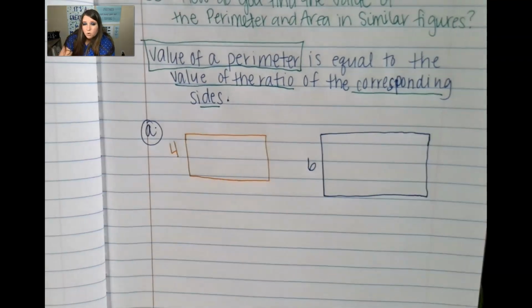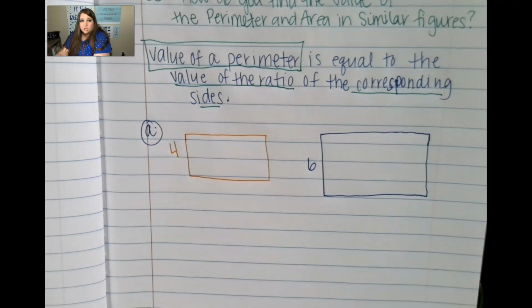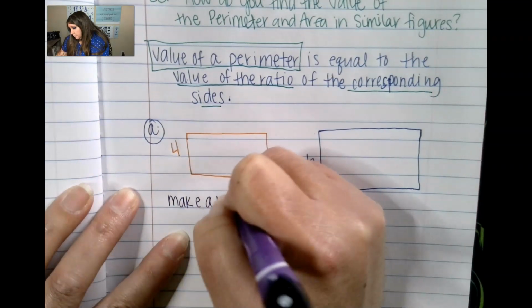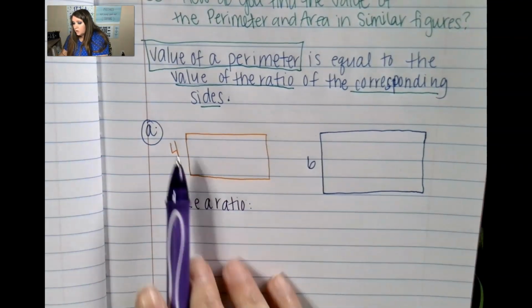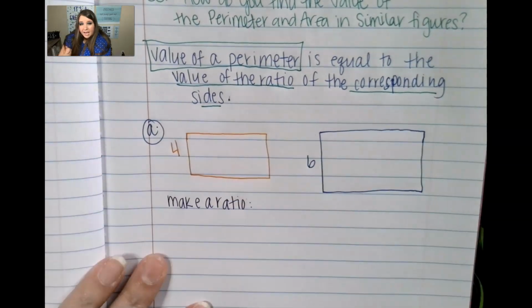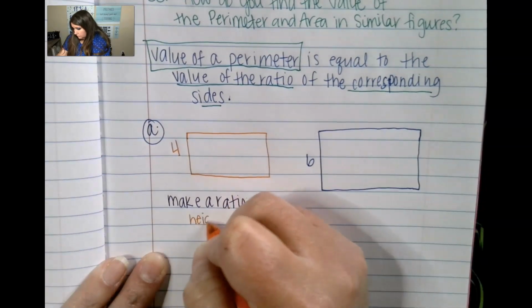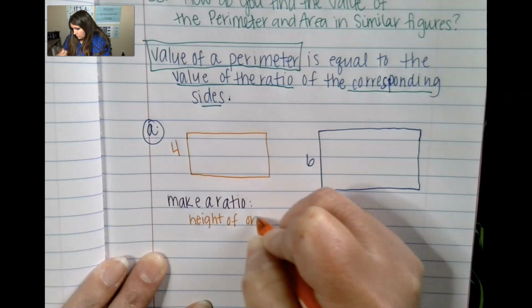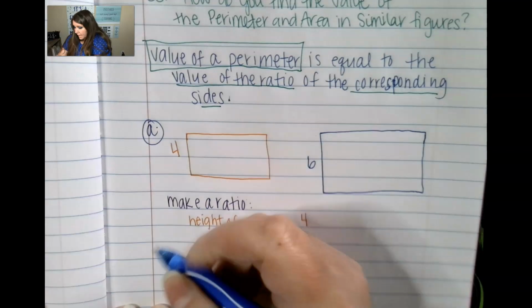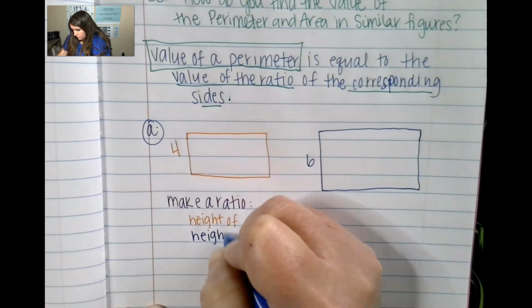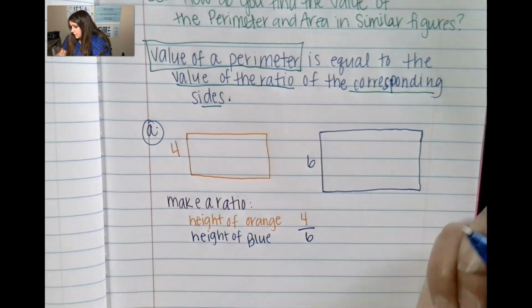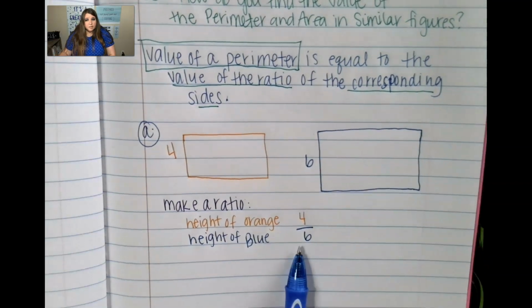So our first step we want to do is make a ratio. And right now we're going to make a ratio of height, right? So we're going to compare the height of the orange one, which is 4, over the height of the blue one. And that is over 6. So far we've made a ratio.